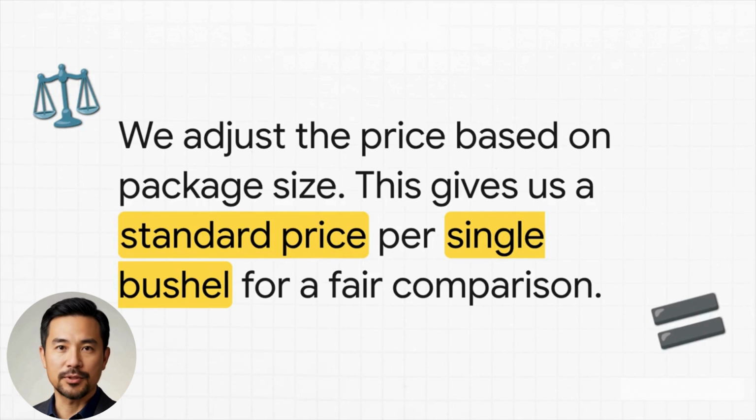So that brings us to our final and maybe most important step, normalizing the price. To get a standard price, we'll do a simple calculation. For instance, if a half bushel costs $15, we can figure out that a full bushel would cost $30, right? We just double it. By applying that same logic to every single entry, we can make sure every price reflects the cost of one single bushel.